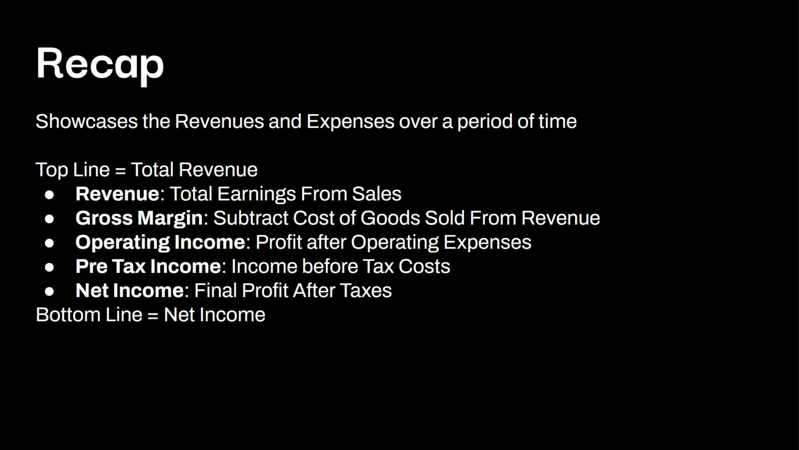All right, and just to recap this video, the income statement showcases the revenues and expenses over a period of time. The top line is going to be your total revenue. The bottom line is your net income. You can find your revenue, which is your total earnings from sales; your gross margin, where you subtract the cost of goods sold from the revenue; your operating income, profit after operating expenses; your pre-tax income, income before tax costs; and your net income, which is your final profit after taxes, which once again is your bottom line.